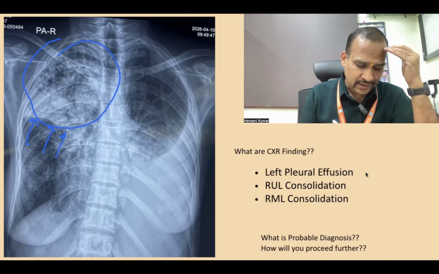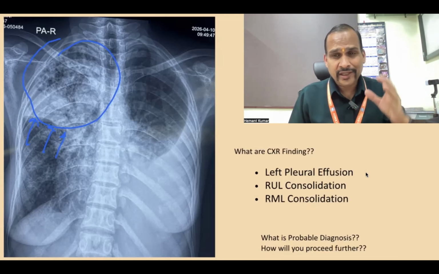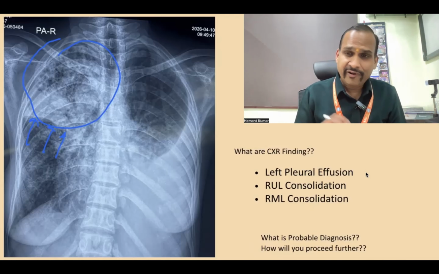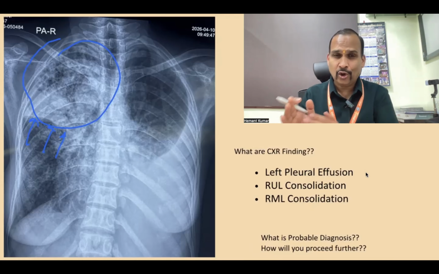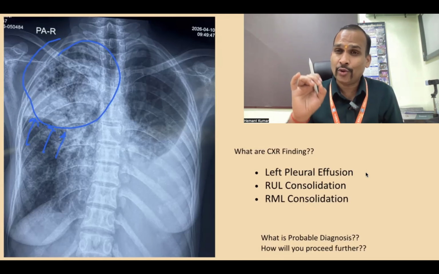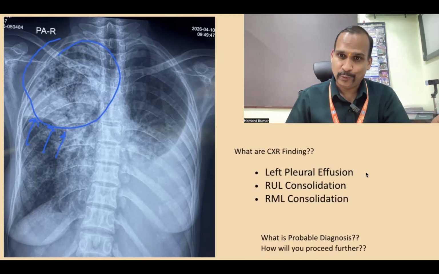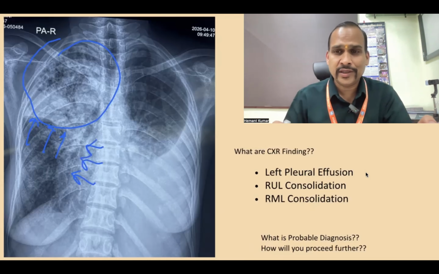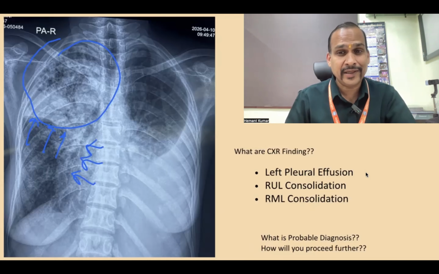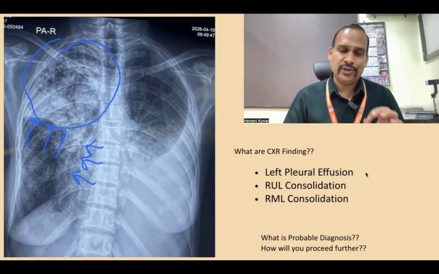You can see the right border of the heart. Can you identify the right heart border? No, you cannot identify it. So remember, whenever there is obscuration of the right heart border, or you are not able to make out the right heart border, there is involvement of the right middle lobe. In this case, you are not able to identify the right heart border. It means there is a problem in the middle lobe also. So there is right middle lobe consolidation.